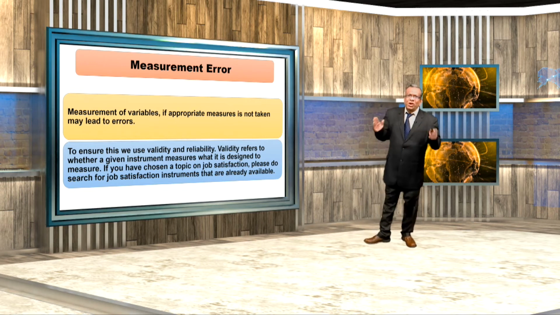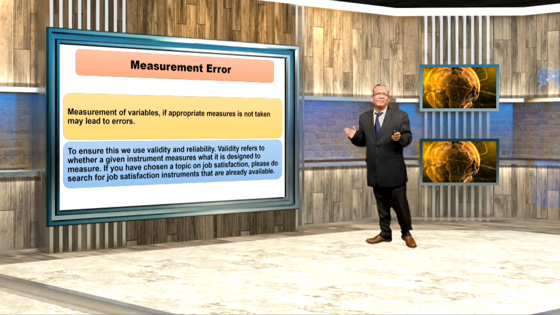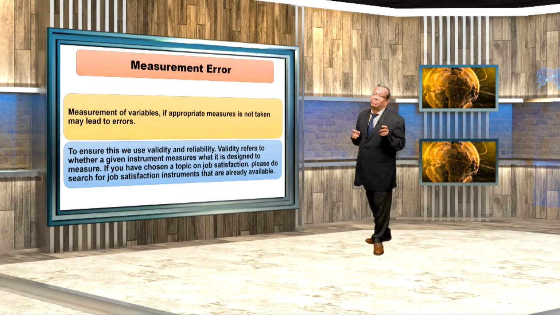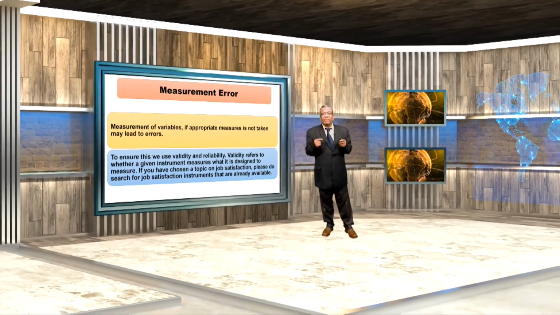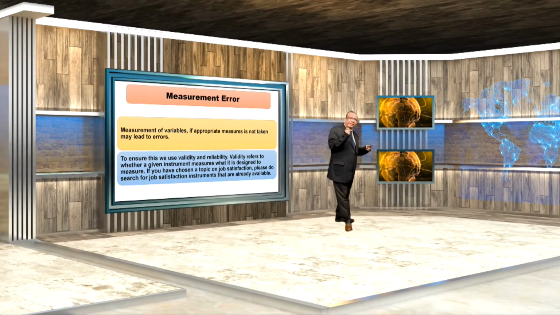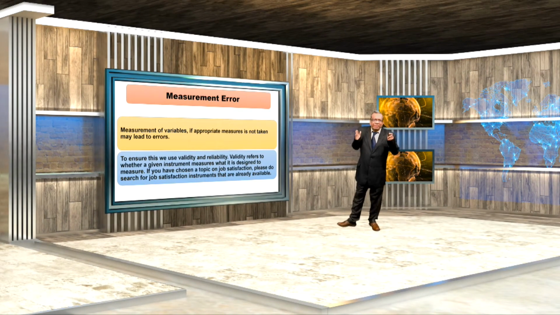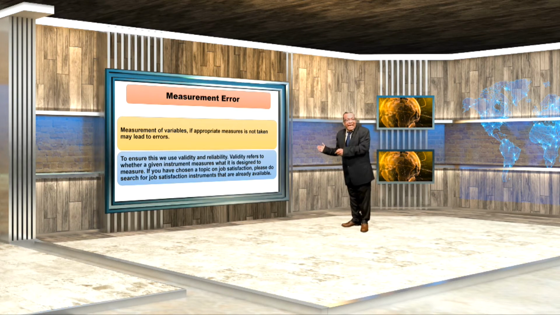Now, measurement error. Many of these variables are susceptible to measurement error. To ensure this, we use validity and reliability. Validity refers to whether a given instrument measures what it is designed to measure.